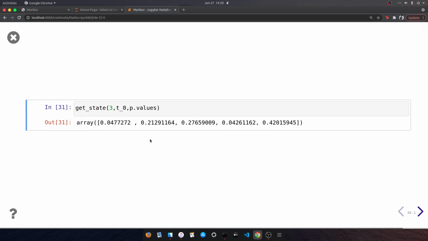Okay, and as we can see, if we use our getState function, it tells us that after 3 days, here are the probabilities for the respective weather. So the probability that the weather tomorrow is drizzle is just around 4%, which makes sense based on the raw data that we have when we counted the occurrence of each weather type.